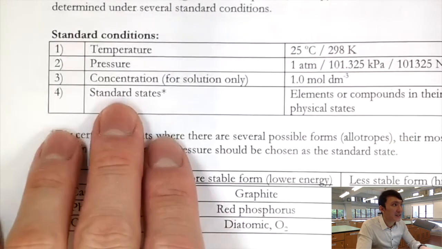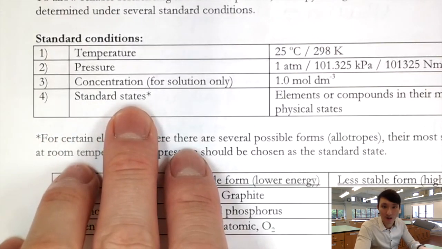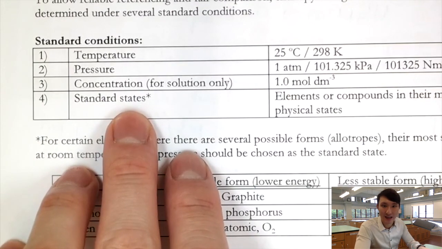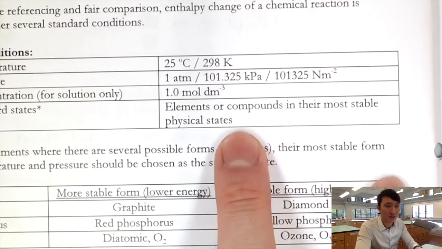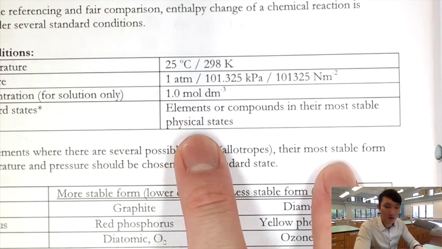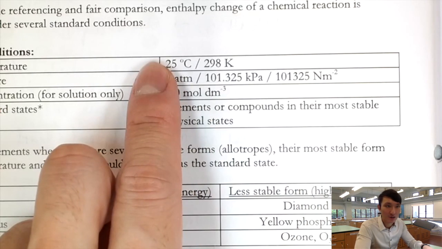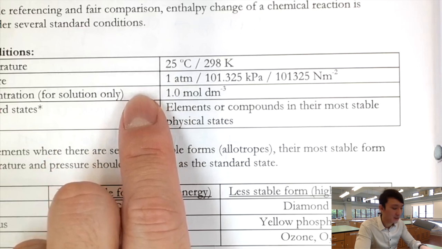And lastly, standard state. We say that all the reactants and all the products must be in standard states. Now, what do you mean by standard states? Standard state basically means the most stable physical state at the given condition. So, for example, iron should be a solid at room temperature, right? So iron in liquid form is not considered a standard state.